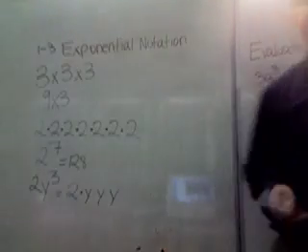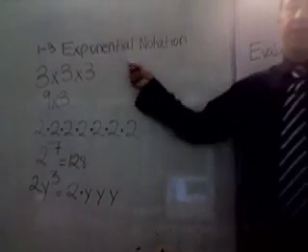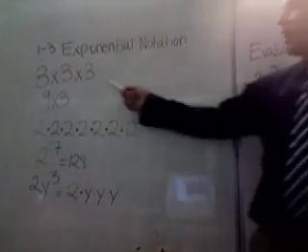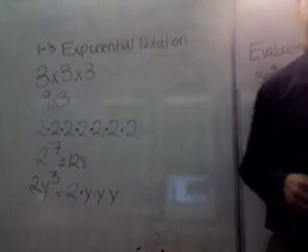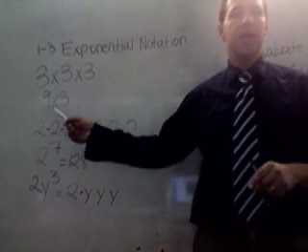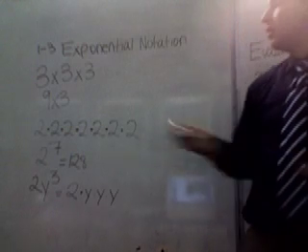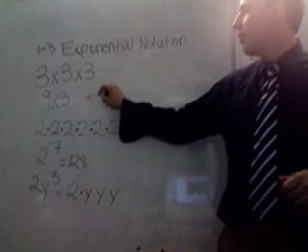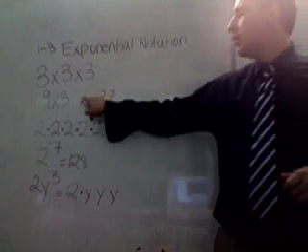We're now on section 1-3 in the book. It's exponential notation, and these are some examples of how exponential notation works. We've got 3 times 3 times 3. Well, 3 times 3 is 9, and 9 times 3 is 27. Let's just write that. That's just an example of how these things work.